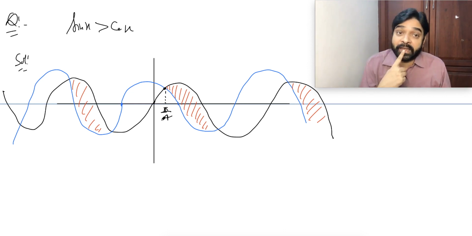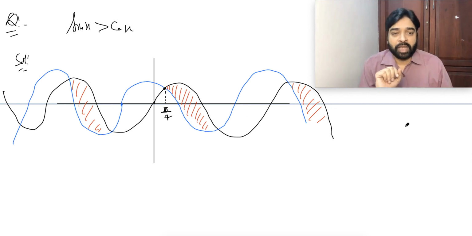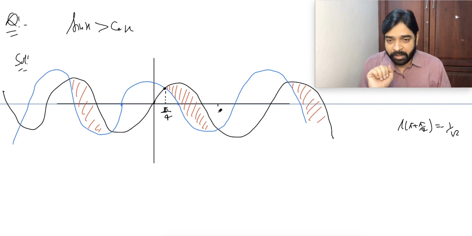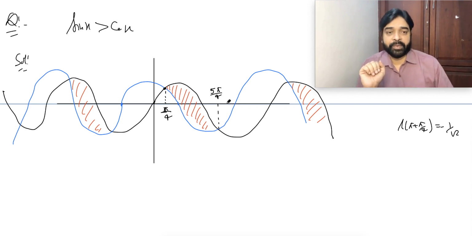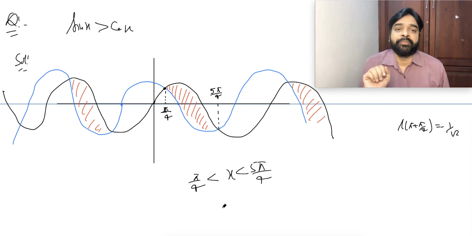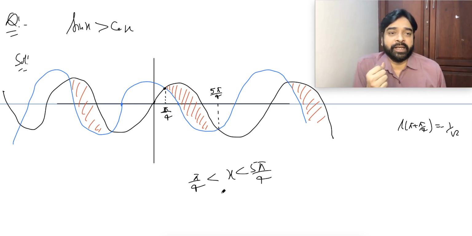Again, when can sin x and cos x be equal? In the third quadrant, because there sin and cos both are negative. Yes or no? So, sin of pi plus pi by 4, that is the third quadrant, is equal to minus 1 by root 2, and cos of pi plus pi by 4 is also minus 1 by root 2. Means this point is pi plus pi by 4, means 5 pi by 4. I will say that x will lie between pi by 4 to 5 pi by 4. I hope it's getting to all of you.